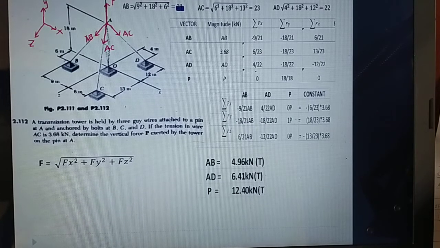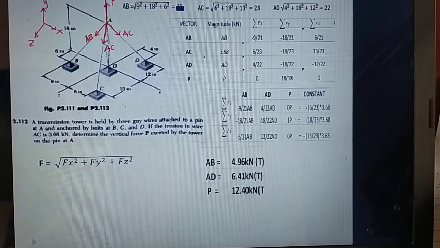For AD, 4 going to the right, the x-axis, that is positive. And for y-axis, so going down, force component of y-axis, negative 18. And for z-axis, negative 12. This is 12, negative 12.